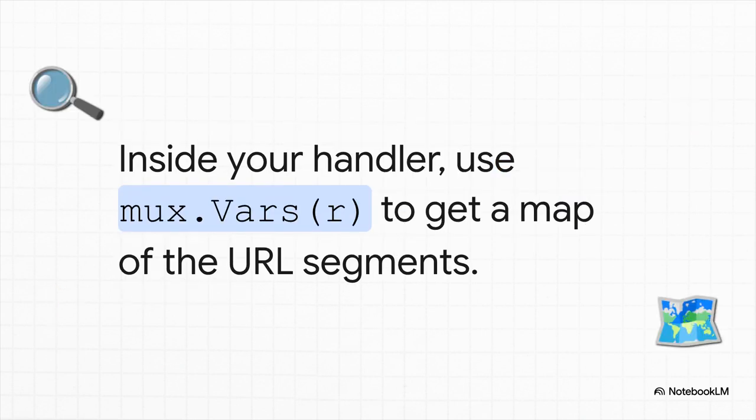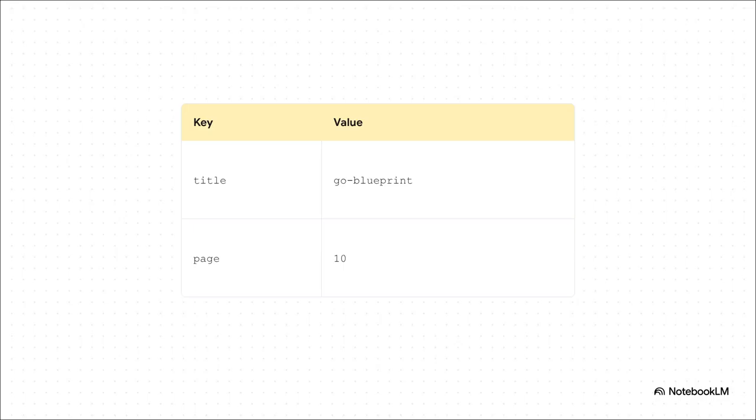How do we actually get our hands on it? Well, inside our handler function, we use this amazing little helper, mux.Vars. We just pass it the current request, and poof, it hands us back a convenient map of all the URL parameters it captured. And this is exactly what you get back. It's just a simple Go map of strings.